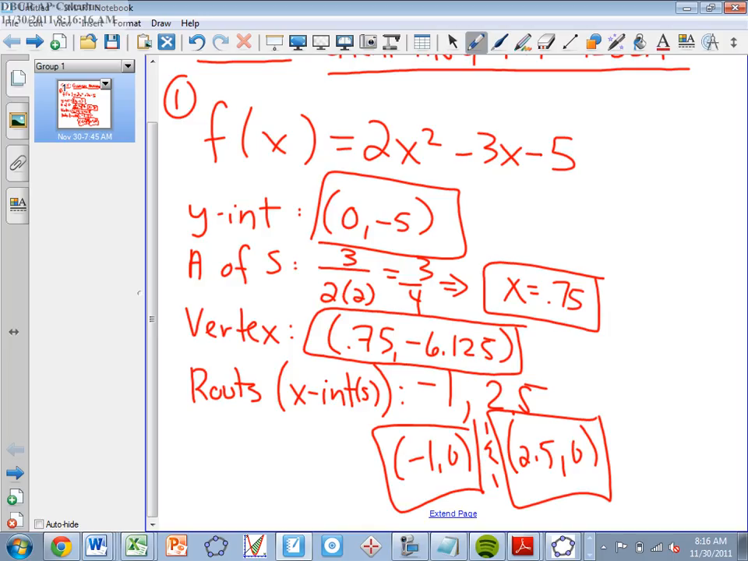So now I've got 4 things here that you worked on yesterday. So again, it should have been a quick review. The last thing I want you to do is the following. It's easy to do this when you see the graph of this. So let's start by sketching the graph.